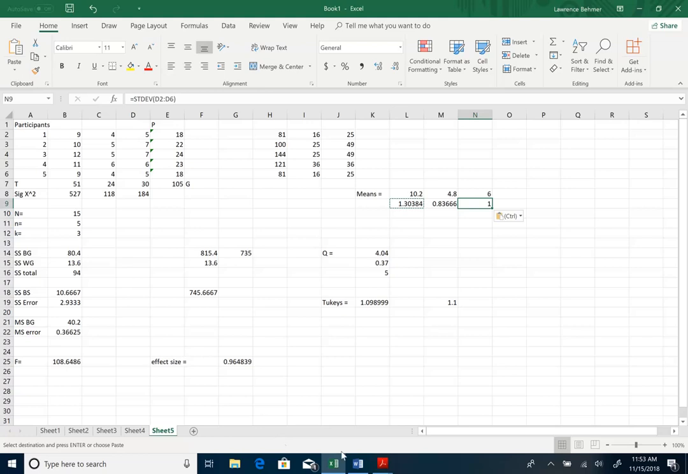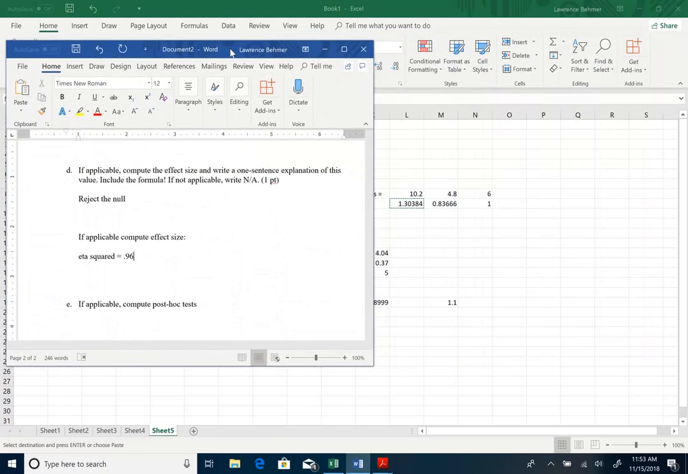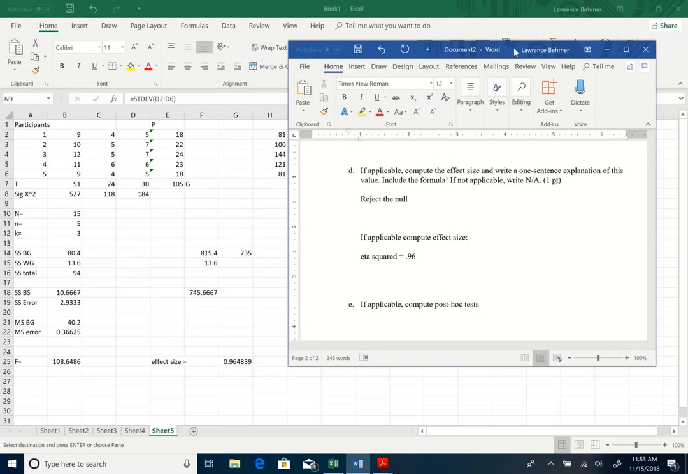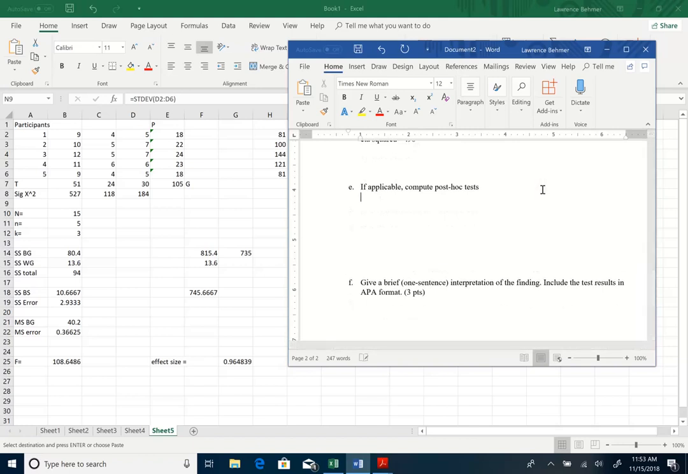All right, so let me pull this back up though. It says, if applicable, compute the effect size, right? We've done that already. And remember, you'd want to show your work a bit, so you'd want to say 80.4 divided by 80.4 plus 2.93, right? And when you're asked to compute the post hoc test, again, you could show a little bit of your work here as well, right?